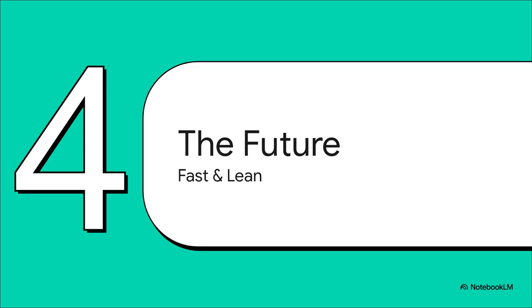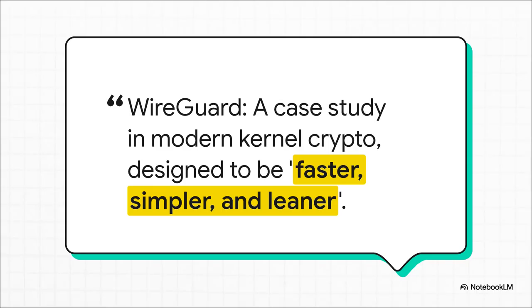Let's look at how these principles are shaping what's next for kernel-level security, where the future is all about being fast and lean. And honestly, there is no better case study for this than the modern VPN WireGuard. It was built from the ground up with a single philosophy: be faster, simpler, and leaner than the older, clunky VPNs it was meant to replace. And it does this by leveraging the power of modern crypto right inside the kernel.